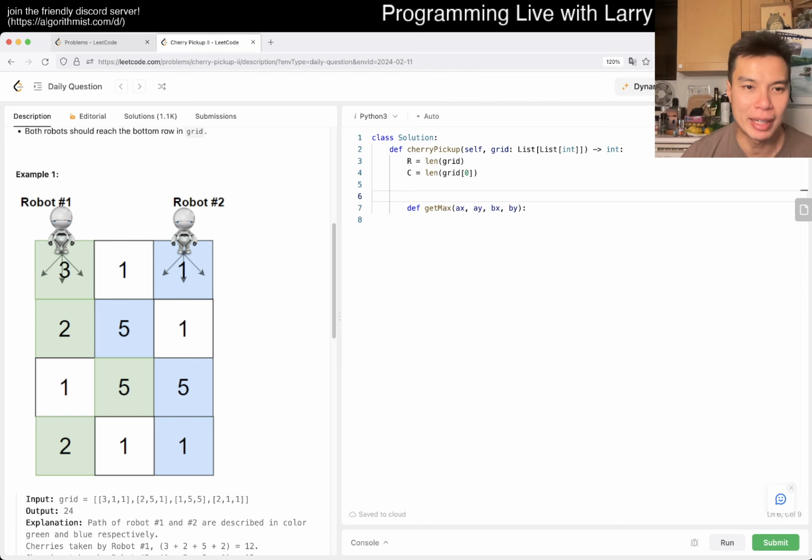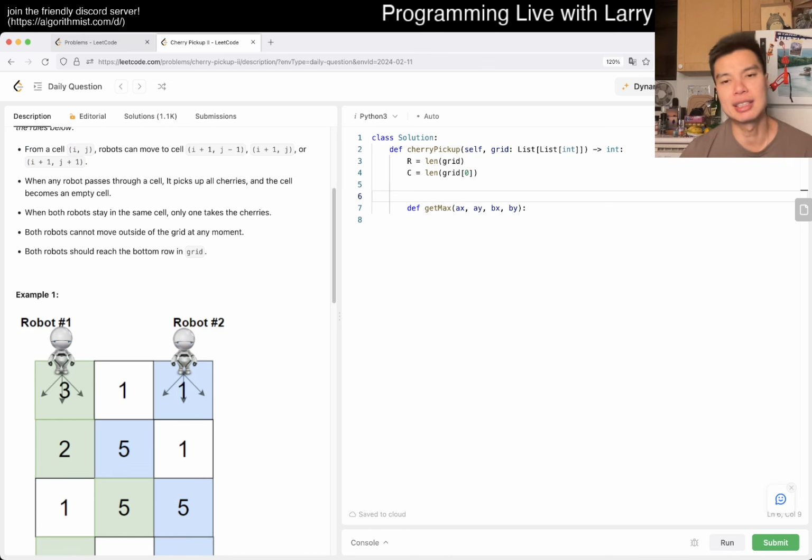So what is a better way of thinking about it? The better way is that we don't have to move them separately. We can simulate them at the same time. X is going to be the row, and Y, being the column, is just which column robot 1 is in and which column robot 2 is in. That's good enough, because it reduces the number of states. Now we have 70 to the 3rd power states, which is obviously a good thing.